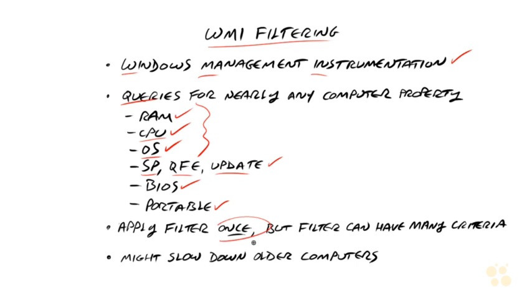You apply the filter only one time. In fact, you'll see in the UI here in a moment, you can only pick one. But the filter can have many criteria, like I said before. It can be several different criteria, such as the RAM, CPU, operating system, all that kind of stuff.